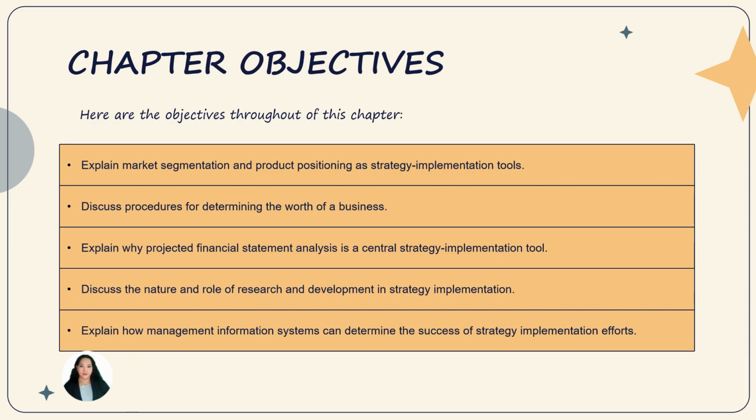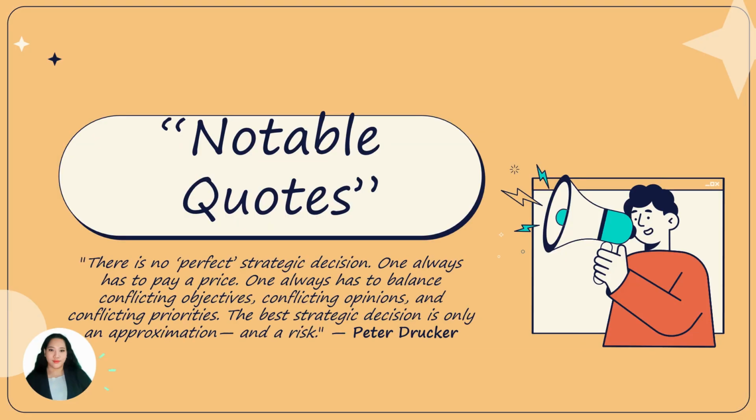Now let's talk about the chapter objectives. Here are the objectives throughout this chapter. Explain market segmentation and product positioning as strategy implementation tools. Discuss procedures for determining the worth of a business. Explain why projected financial statement analysis is a central strategy implementation tool. Discuss the nature and role of research and development in strategy implementation. And last, explain how management information systems can contribute to the success of strategy implementation efforts.